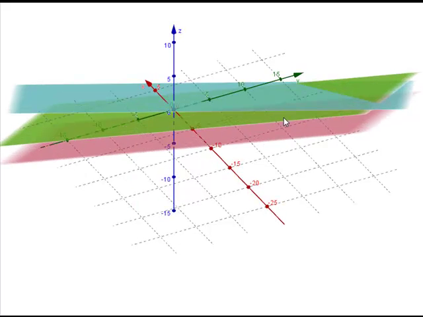Now the blue one's going to intersect the green, and it's going to intersect the red, but at very different points. We can see where it's going to intersect the green there. The red, it's going to intersect somewhere off of where we're looking. So those are the possibilities that will give us an inconsistent system. Two of the planes are parallel, or all three of them intersect, but they don't intersect at the same place.